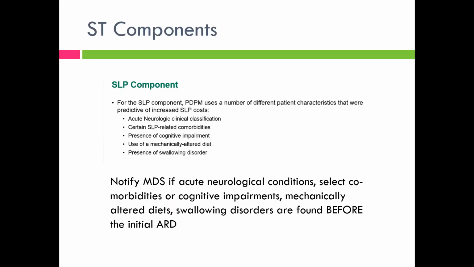For the speech therapy components, a number of different characteristics were considered that were predictive of increased speech therapy costs, including acute neurologic clinical classification, certain speech therapy comorbidities, the presence of a cognitive impairment, use of a mechanically altered diet, and presence of a swallowing disorder. It's important to note that if any of these items are noted during the screening or evaluation process, we must notify our facility MDS nurse before the initial ARD to ensure proper coding.